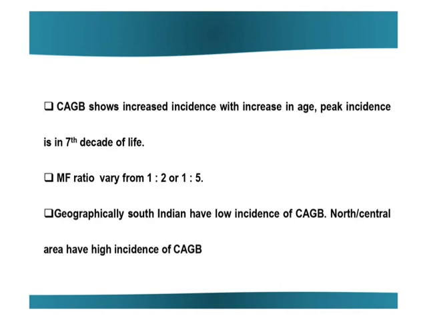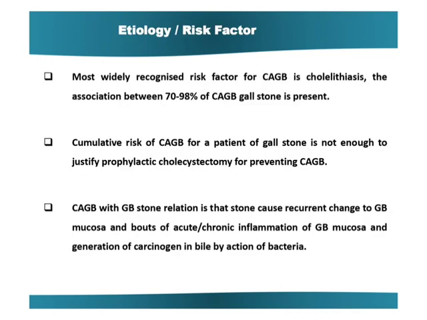So what are the etiological factors? The most widely recognized risk factor is cholelithiasis, with an association of almost 70 to 98% between gallstones and gallbladder cancer. The cumulative risk of carcinoma gallbladder for a patient with a gallstone is not enough to justify prophylactic cholecystectomy for preventing carcinoma gallbladder.